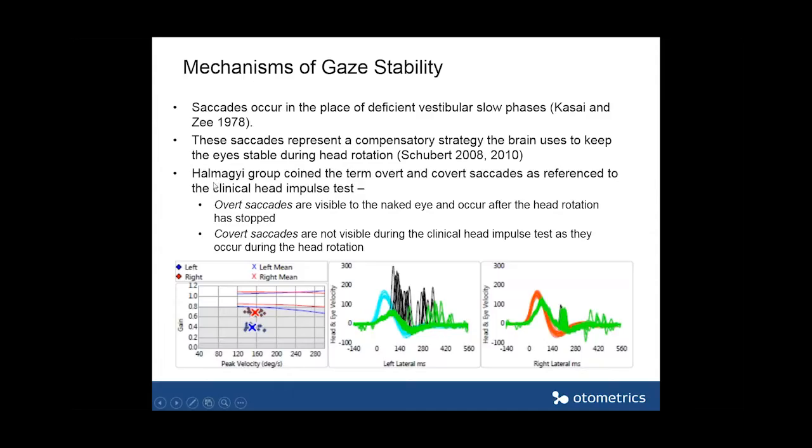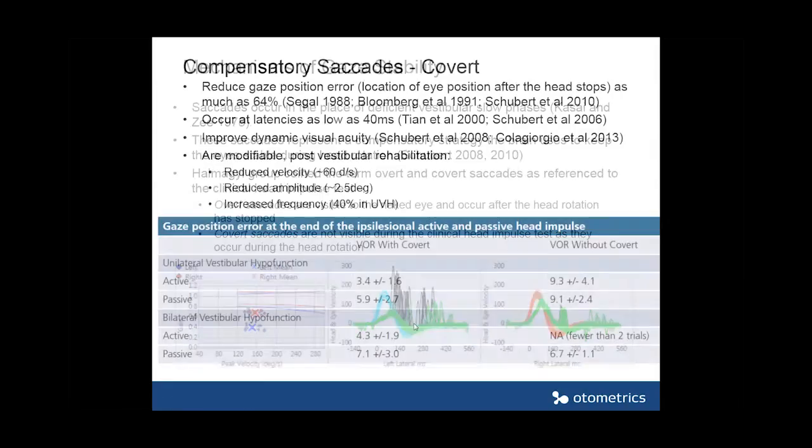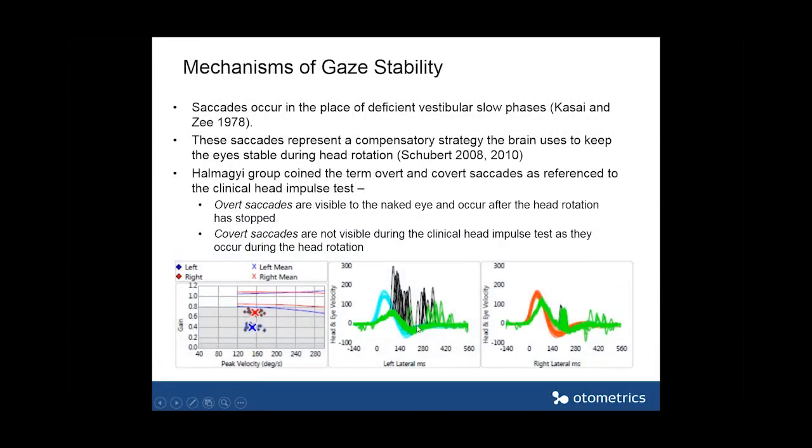Michael Halmagyi, whose work many of you are familiar with, is a neurologist in Sydney, Australia, and he coined the terms overt and covert saccades to reference whether they are visible to the naked eye or not. So for saccades that occur during the head rotation, basically the head is accelerating here, it reaches a peak velocity, then it decelerates, and it comes to zero right about here, sorry about that, where my cursor is.